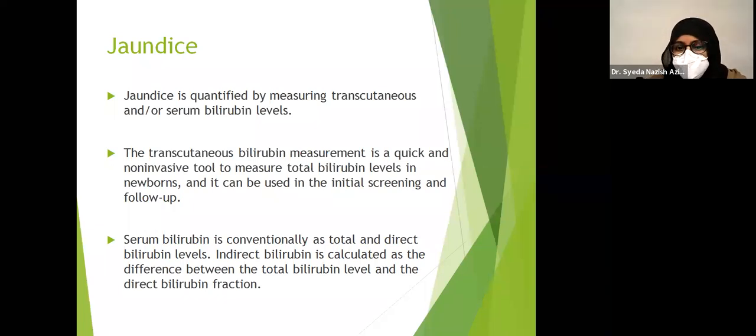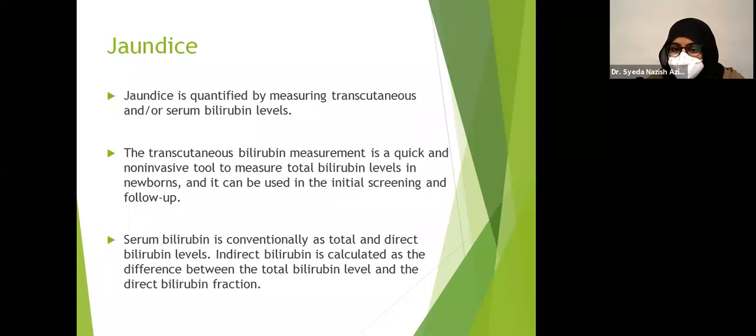We can quantify jaundice either transcutaneously or by measuring the direct serum bilirubin level. The transcutaneous bilirubin measurement is a very quick, non-invasive way of measuring the bilirubin levels. In newborns, it is widely used for initial screening of jaundice in the neonatal age group as well as for follow-up. It correlates very well with the serum bilirubin level, but in dark pigmented skin people, there may be some discrepancy. The conventional way of quantifying jaundice is by directly measuring the serum bilirubin level.